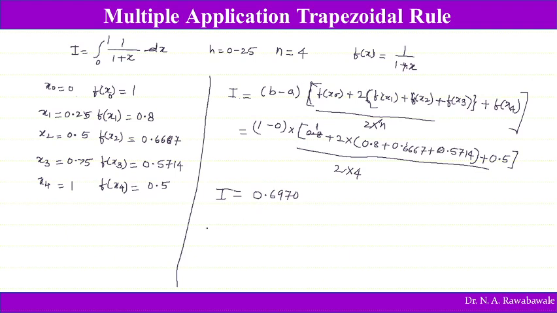Now if we want to find the true error, we can see that the true error is equal to the true value, which is given in this problem as 0.693147, minus the approximate value which we obtained, 0.69.